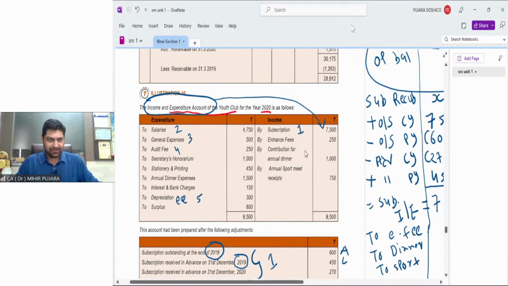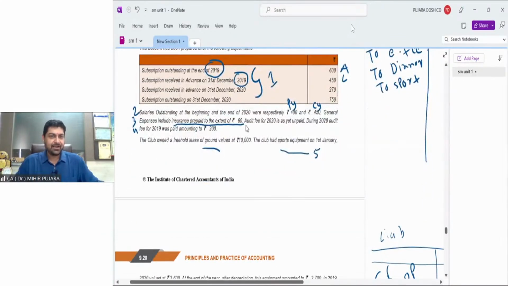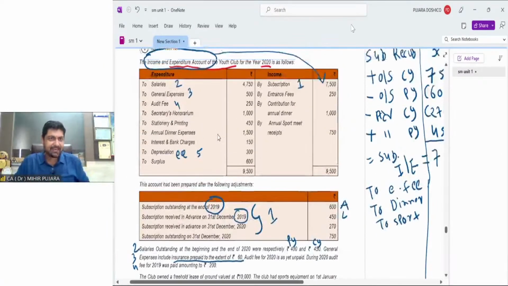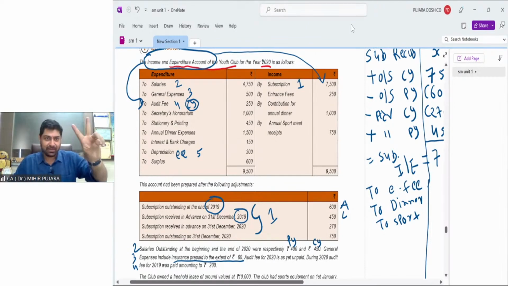Audit fee 250, which is in INE. Okay. Now, what is the adjustment? Adjustment says that audit fee for 2020 is yet unpaid. So this year's audit fee is yet to be paid. During 2020, audit fee of 2019 was paid, 200. So last year's 200 was paid this year. Remember carefully, this is INE, and therefore this audit fee is always of the current year. Understand this first: this is INE, and therefore this audit fee is always of the current year. So write it very clearly. Last year audit fee was 200 which is paid in the current year.